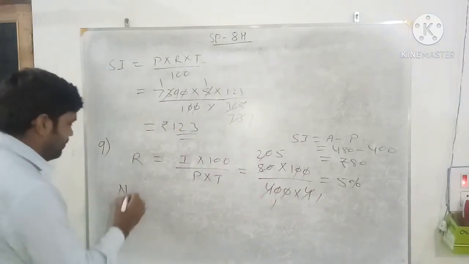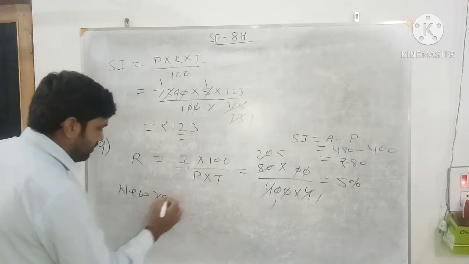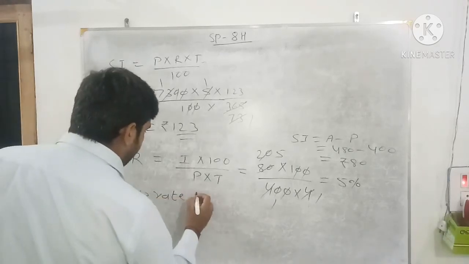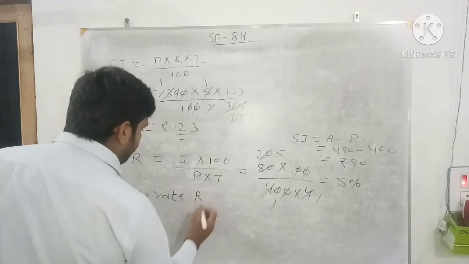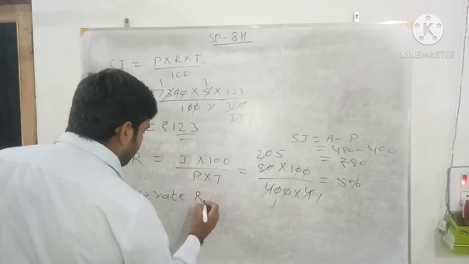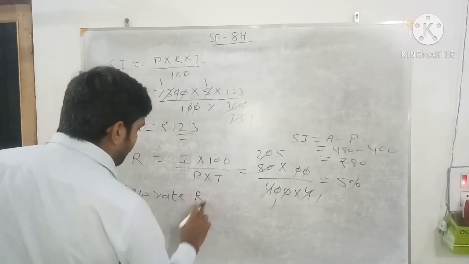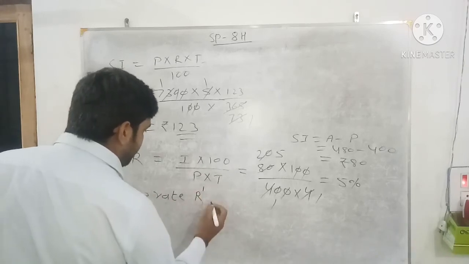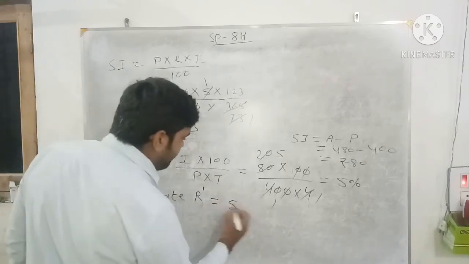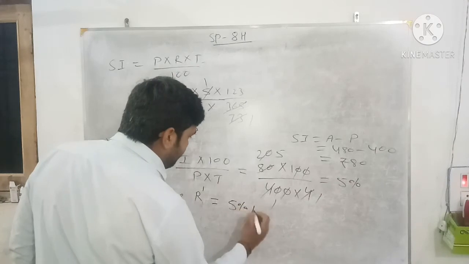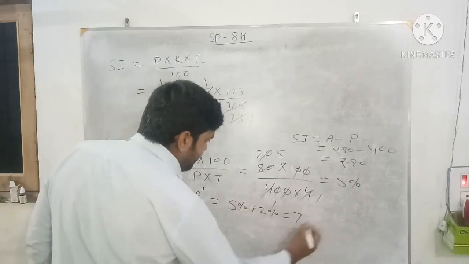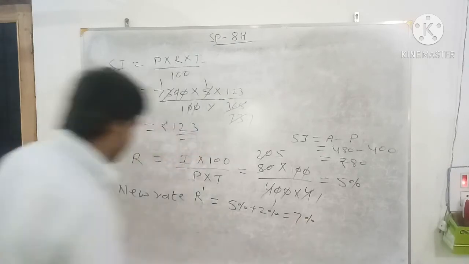Now new rate, that is R1, new rate R1 or R dash you can take. New rate R dash equals 2% you have to increase, 5% plus 2%, that is 7%. So the new rate is 7%.